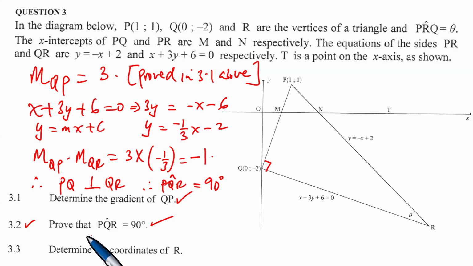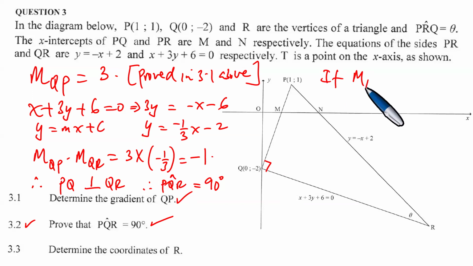Okay, we continue. So that PQR is 90 degrees, how do we know that? Because the product of the gradients, the gradient of QP times the gradient of QR, is -1. Now I'm going to mention something that you also need to know.